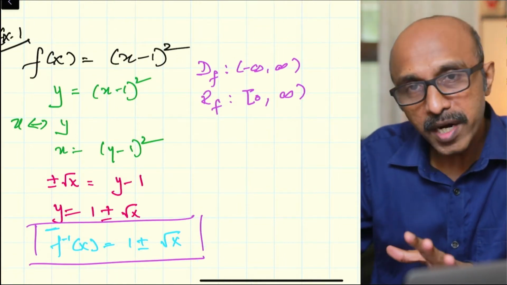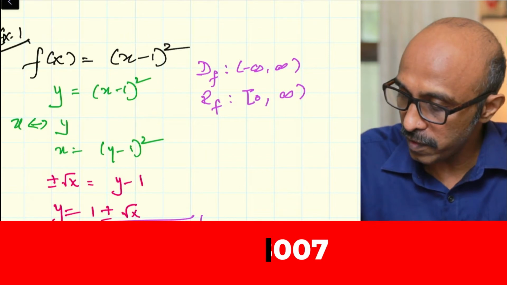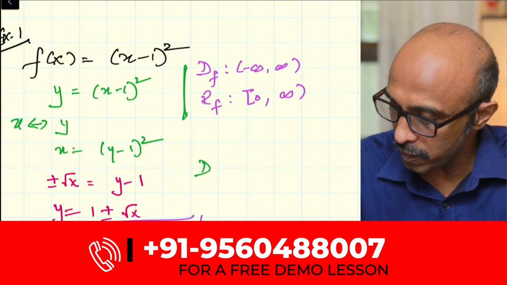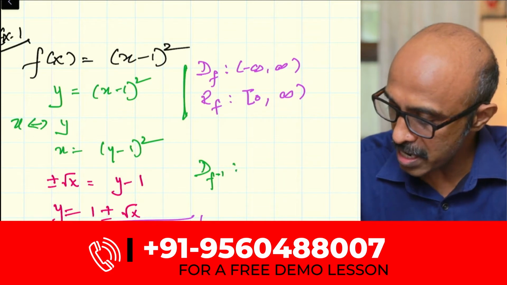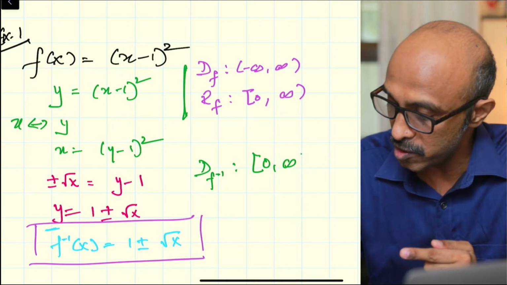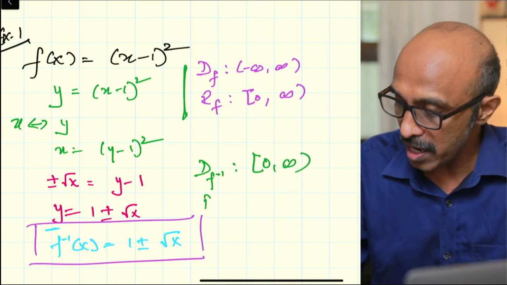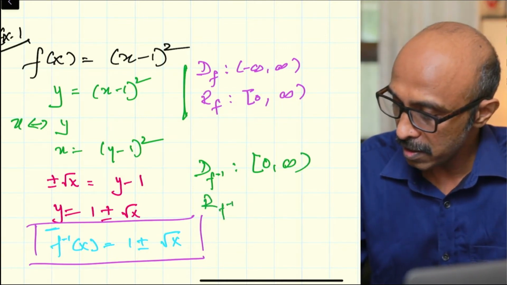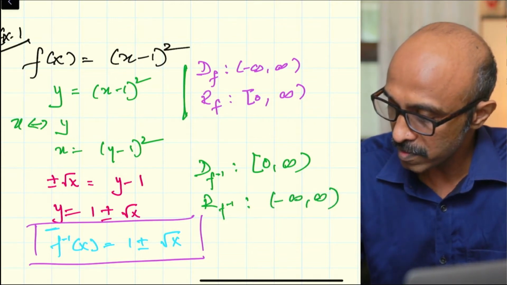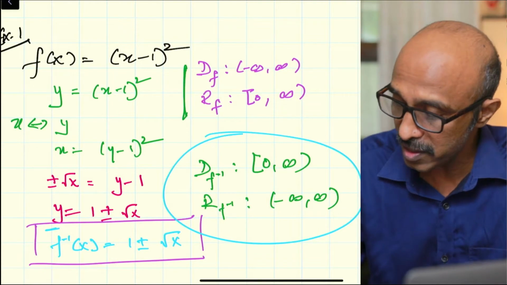Now if you want to write the domain and range for the inverse of f, we can just interchange this. The domain of the inverse would be the range of the function, so it should be 0 to infinity. And the range of the inverse should be the domain of the function, which should be negative infinity to infinity. That's what we saw earlier. Let's verify this on our graph.